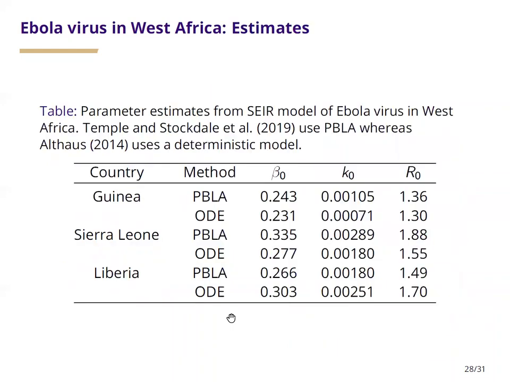Okay, so here I have a table where I'm showing the maximum likelihood estimation parameters for this SEIR model. My method that I implemented exactly matches those of Stockdale et al. in their original paper. So that's the PBLA method. And then Althaus is this Poisson model with the deterministic ODE-based fit. We observe that we get similar values for beta 0, this null infection rate, and for K0, a time decay rate, and these imply similar basic reproduction number values.